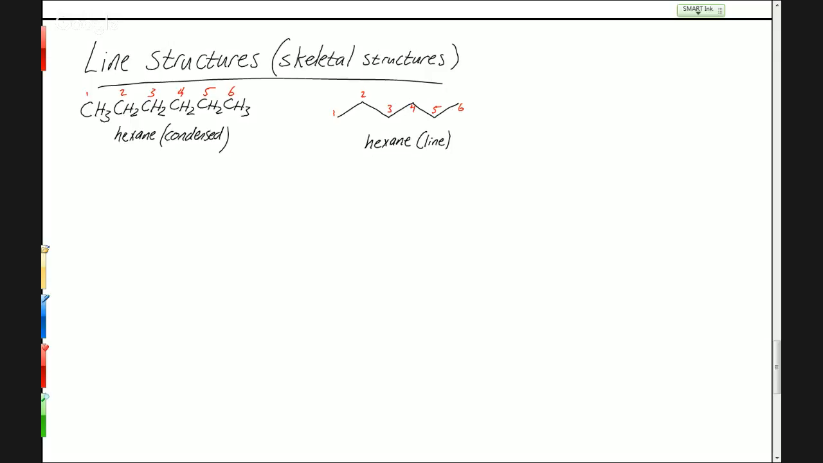Let's look at another one. Here's an isomer of hexane, 2-methylpentane. And here's how we might draw that in a line structure. So before we talk about the official rules or anything like that, I want you to just take a look at those structures. Take a look at the condensed structures versus the line structures. And just kind of think about them. Think about how you might make connections between them, and then I'll ask you what you found.